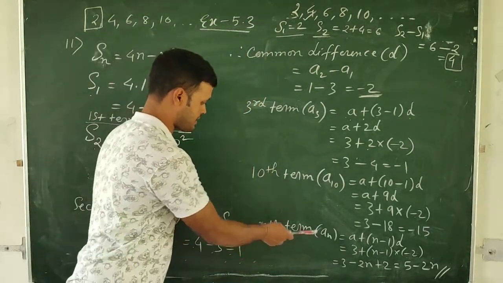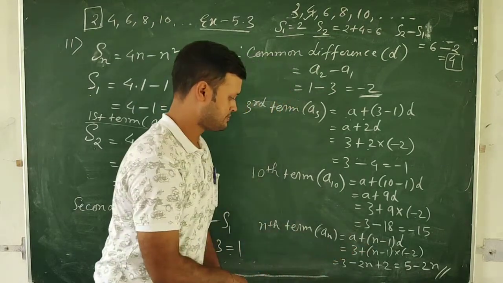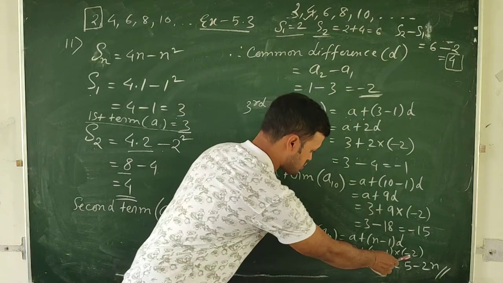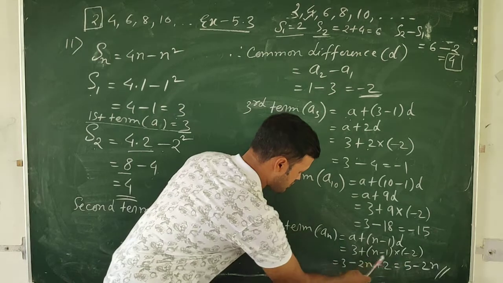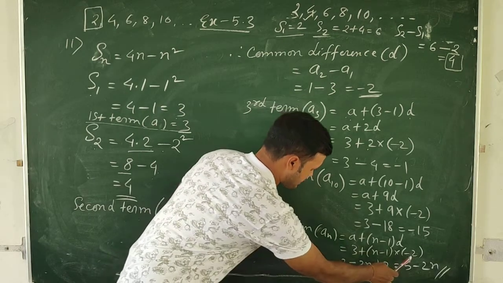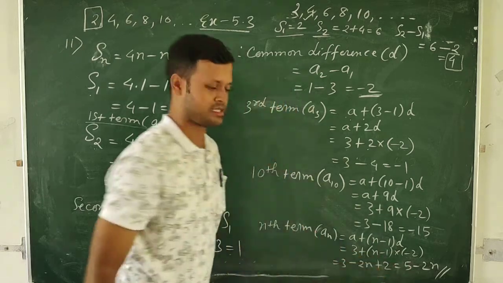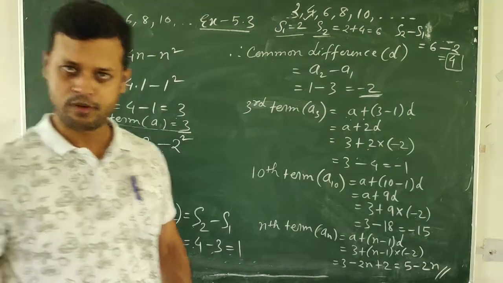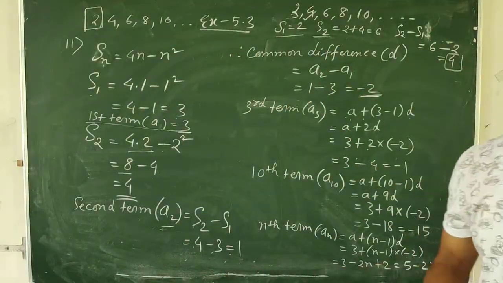So find out the nth term: an equals a plus n minus 1 into d. In place of a you put 3, n minus 1 into d. What is the value of d? Minus 2. So see here nicely. This minus 2 into n will become minus 2n. Minus 2 into minus 1 will become plus 2. 3 plus 2 is how much? 5. So 5 minus 2n is the nth term of the AP. Okay? I hope all of you have understood nicely. See this sum very carefully and listen to the way I have explained. Okay?